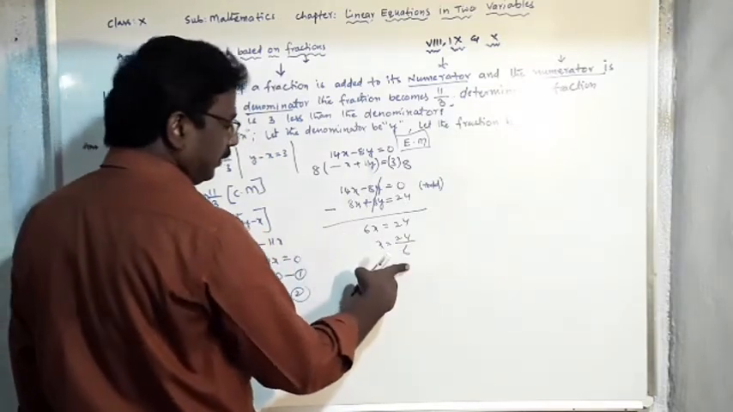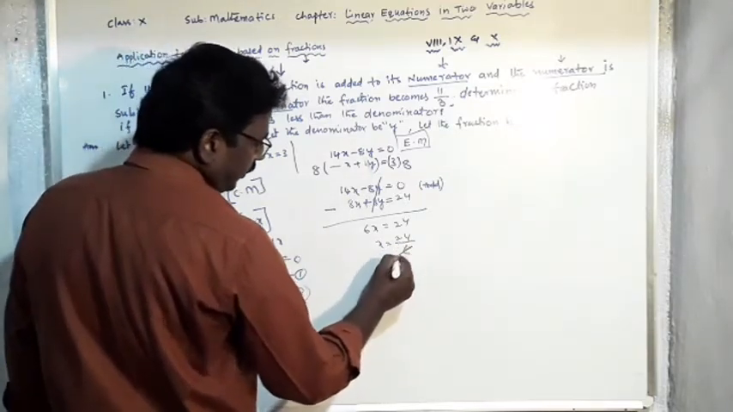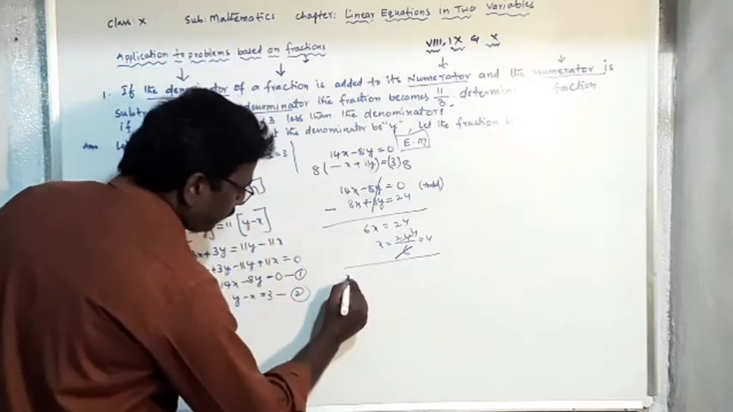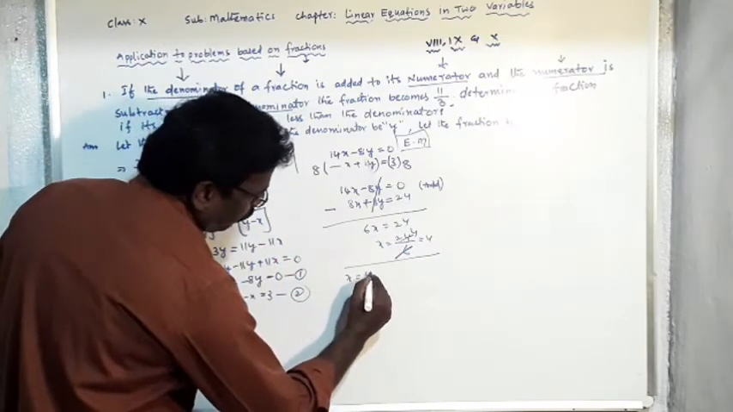The 6 you can transfer to that side. It becomes a quotient. 6 fours are 24, so 4. Now you got the x value. x is equal to 4.